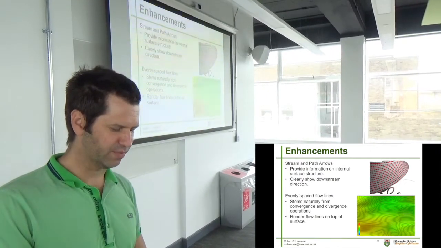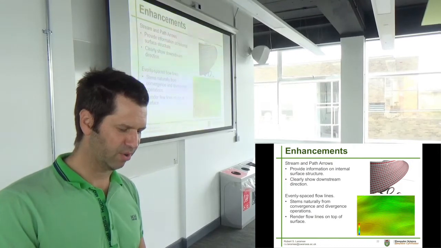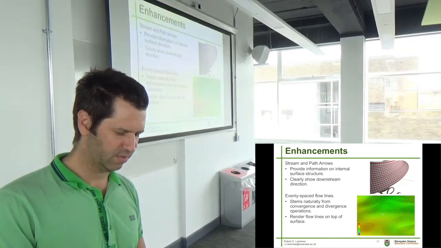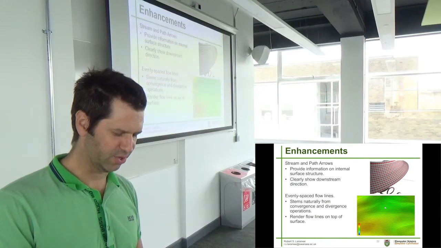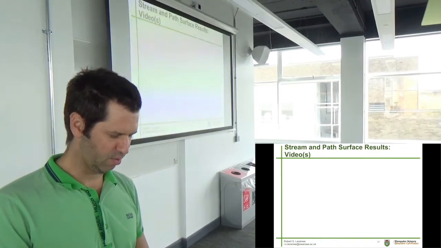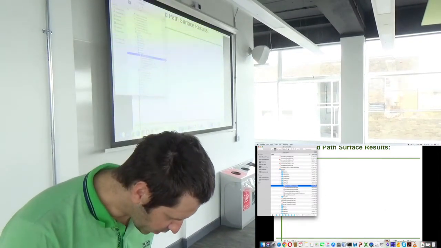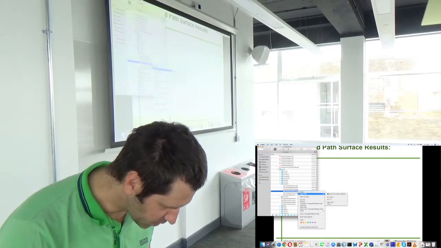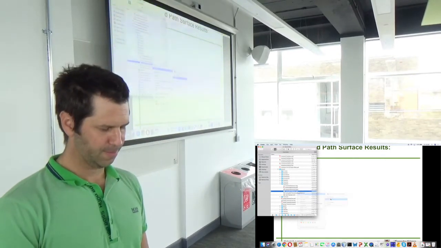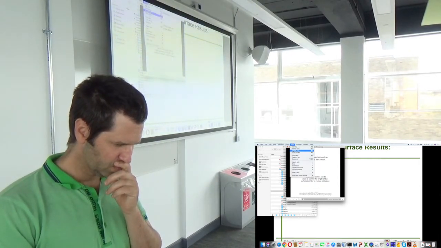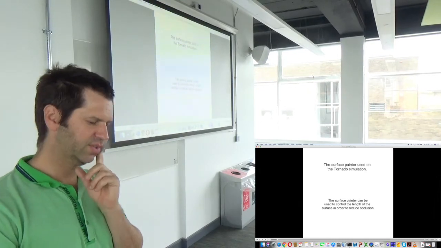We can texture map the surfaces. Right here are stream arrows that show the downstream direction of the flow. We can recreate the evenly spaced streamline algorithm as well, render flow lines on top of the surface, and so on. So here's a demo video of some of these things. This is what stream surfaces look like in action, so to speak.